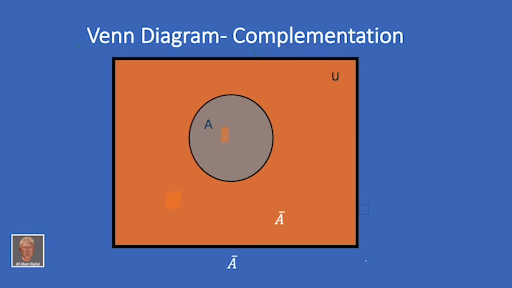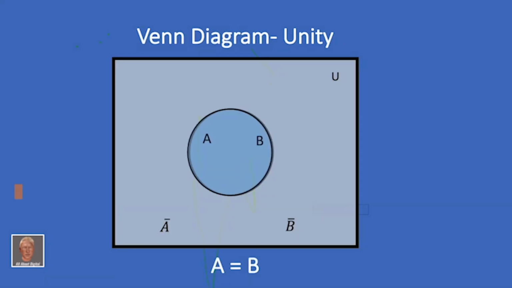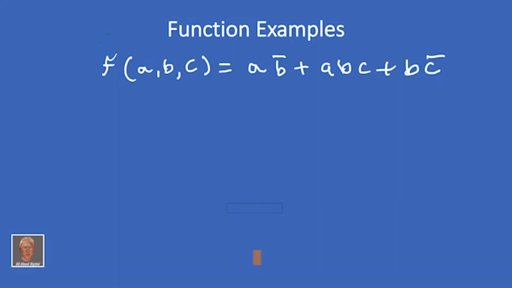Complementation says that for function A, for set A, there is a not A, or the complement of A, which defines everything that is not A. So A is in the gray area here. Let me get rid of that stuff here. A is in the gray area, that's everything in A. Everything that's not in A is the complement of A, or A not. Okay? Equality just says when A equals B, everything in A is included in B, and that's the A equals B. That's the unity operator.